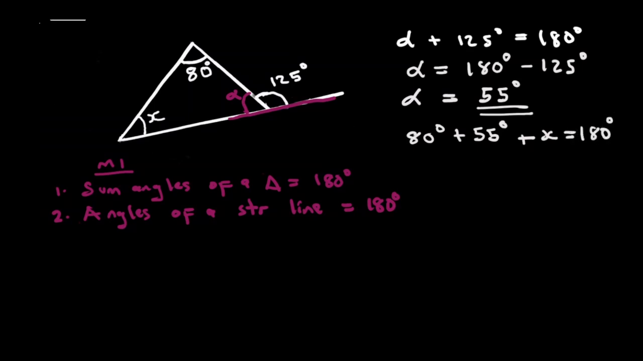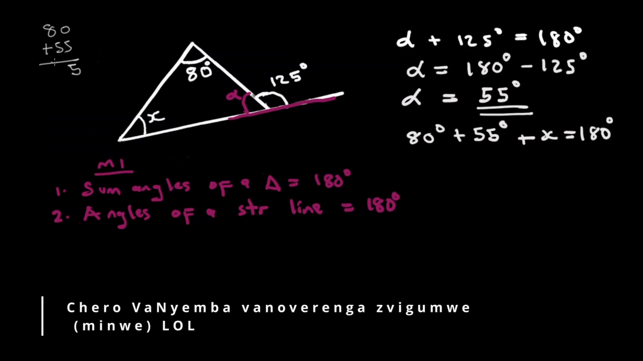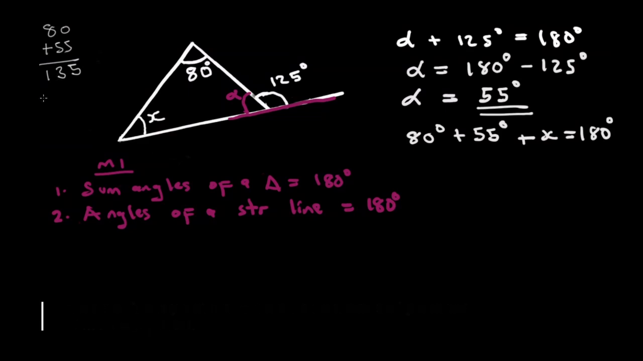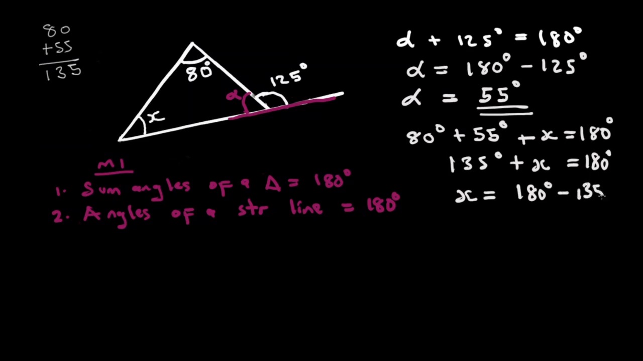So if we add 80 plus 55, that's 5, 8, 9, 10, 11, 12, 13. That's 135. So 135 degrees adding x should give us 180 degrees. So in order for us to remain with x on our left hand side, x should be equal to 180 degrees subtracting 135 degrees. And what would that be?